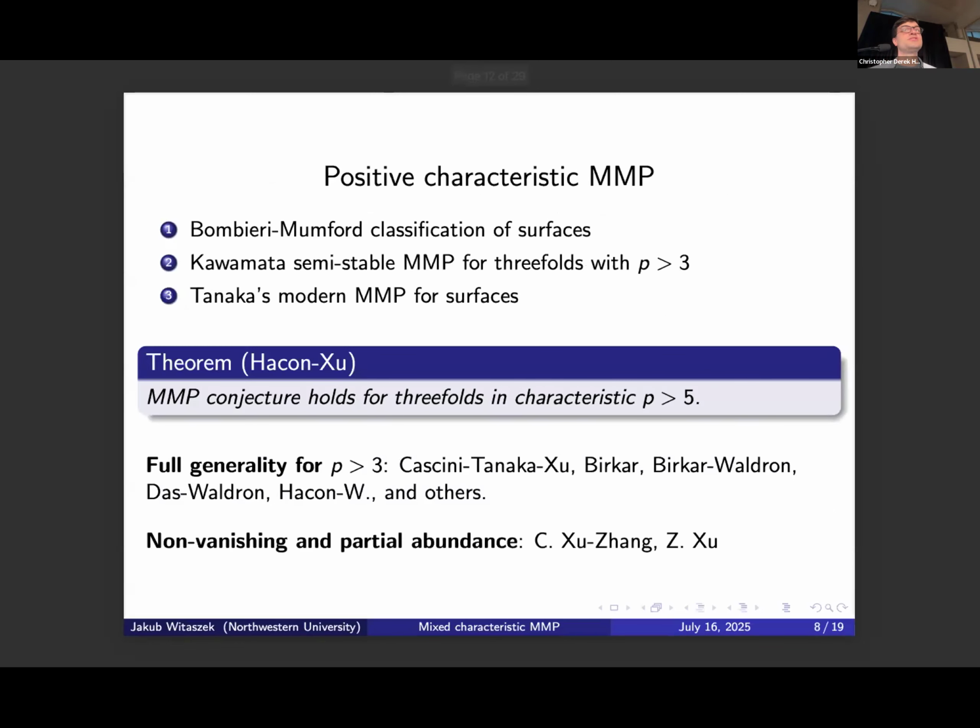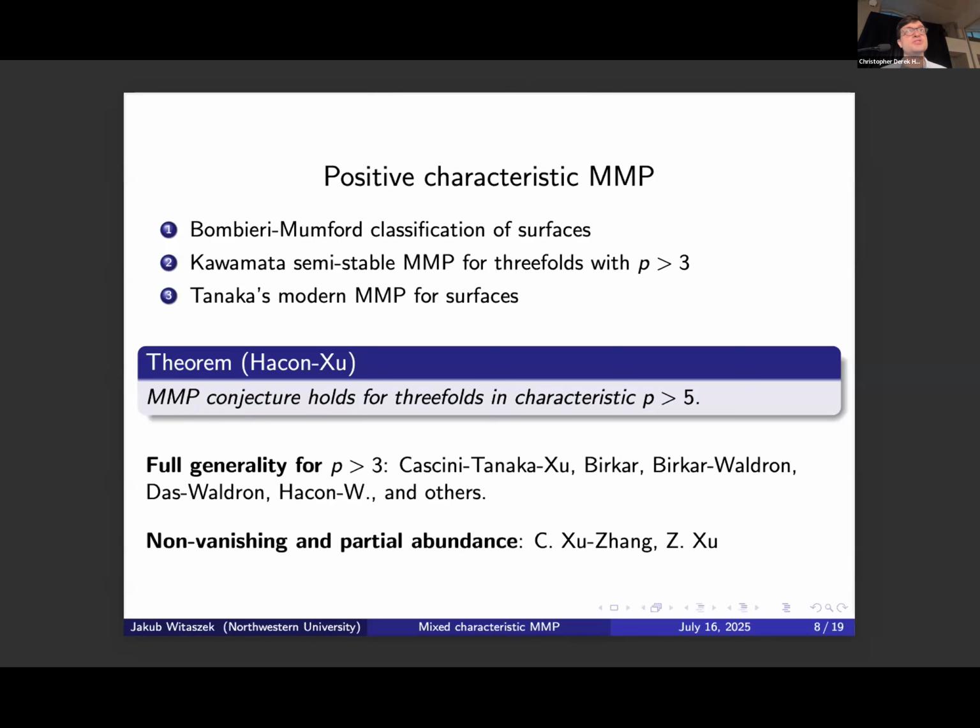And so let's start with a bit of history, with the positive characteristic minimal model program. I should start with three things. Firstly, of course, Bombieri-Mumford's result, the extension of the Kodaira-Enriquez classification of surfaces to positive characteristic. Then we have a very important result by Professor Kawamata on the semi-stable minimal model programs, as talked about on previous slides, for threefolds in positive and mixed characteristic when the characteristic p is greater than 3.